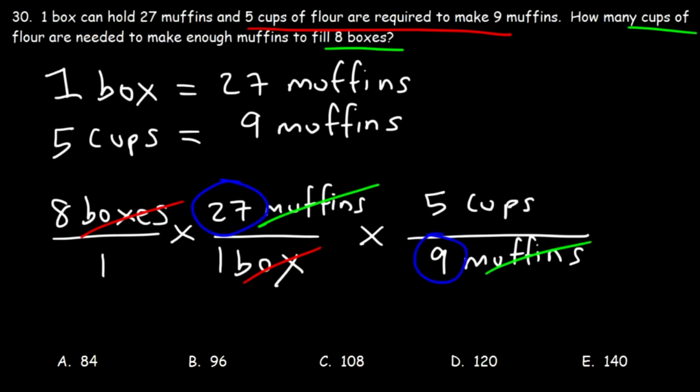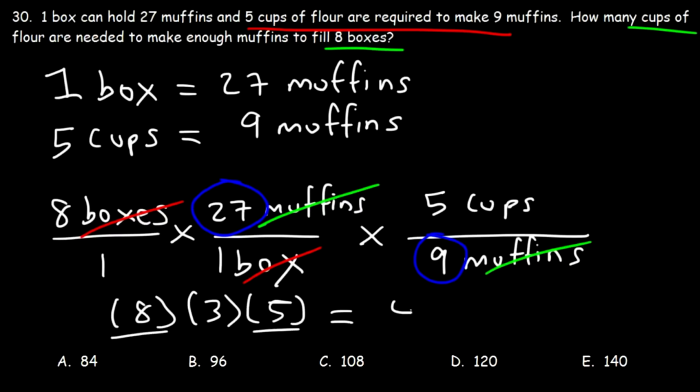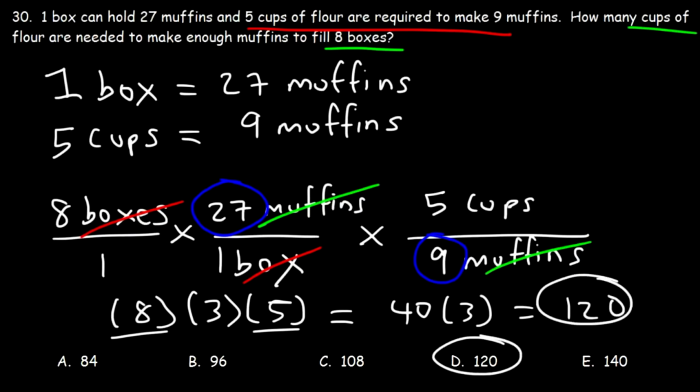27 divided by 9 is 3. So we have 8 times 3 times 5. Now 8 times 5 is 40. And 40 times 3, well, we know 4 times 3 is 12. So 40 times 3 is 120, which means D is the right answer.